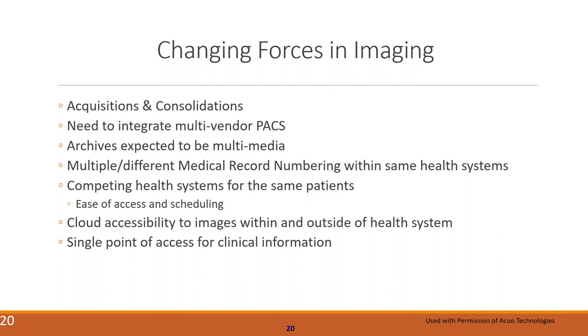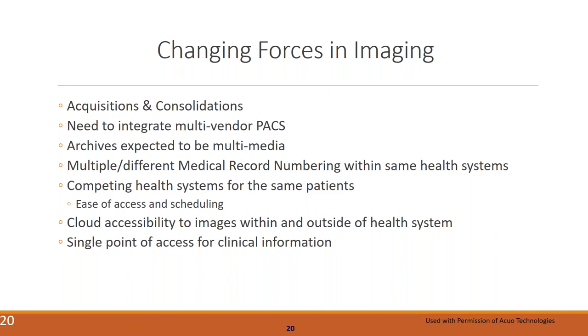So archives are also expected to be multimedia. They want to be able to see these in different formats in different places. The medical record numbers we talked about is a challenge. Competing health systems for the same patients. You're all in the same geographic area at times, and the pathway that the doctor is going to take to send their patients is the path of least resistance. So who has the fastest way to get the patient in, easiest access to that hospital or that clinic, and the fastest return of results so they can get back to their patient who's waiting to hear from it.